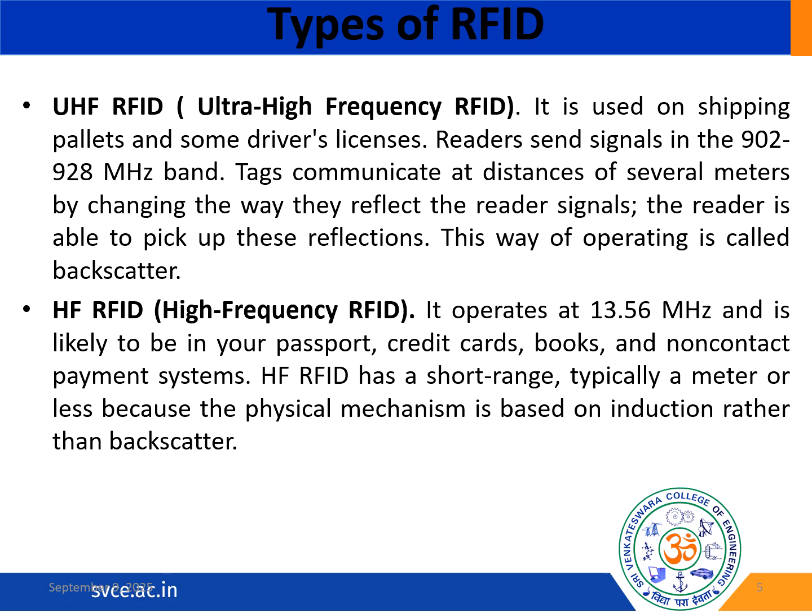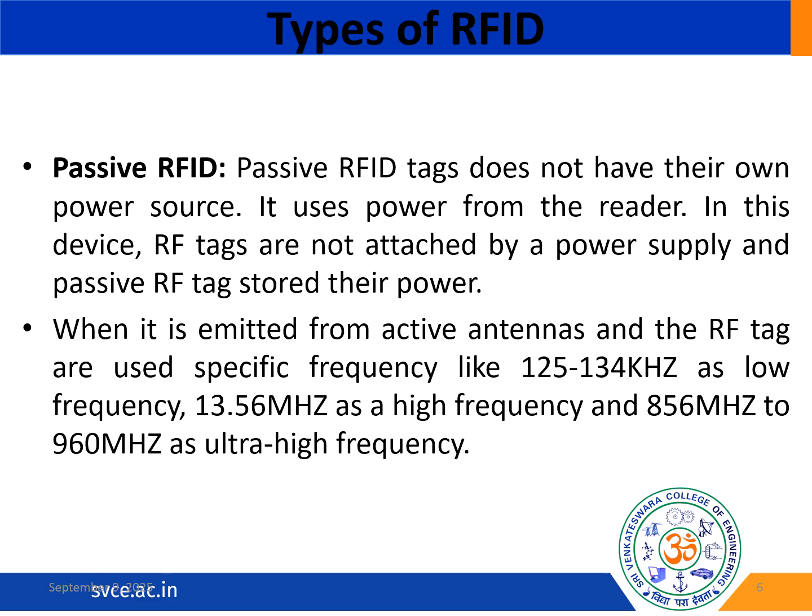And considering HF RFID, we call it high frequency RFID. It operates at 13.56 megahertz, and it is likely to be in your passport, credit cards, books, non-contact payment systems, etc. High frequency RFID has a short range, typically some meters. We have some setbacks here compared to ultra high frequency RFID. These are the basic things, and we have some other types.